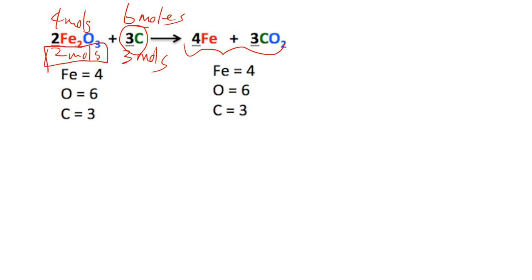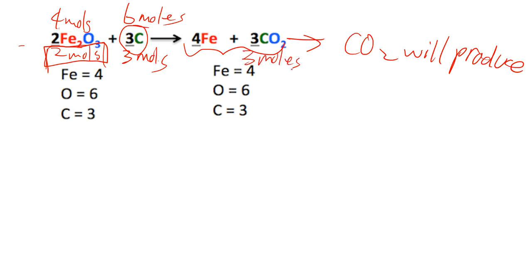produce. Okay? So let's say I have 2 moles of iron oxide. The question is, how many moles of carbon dioxide will we produce? And the answer is 3. Why? Because for every 2 moles of iron oxide, we produce 3 moles of carbon dioxide. And how much iron will we produce? We'll produce 4 moles, because for every 2 particles of iron oxide, we produce 4 particles of iron. And so when you change that to moles, it's still the same.